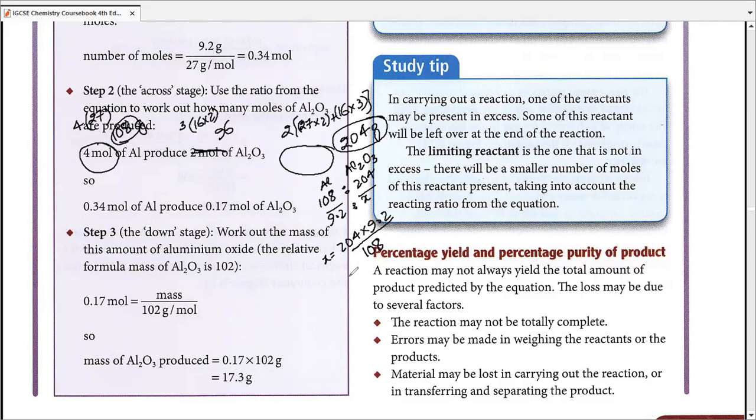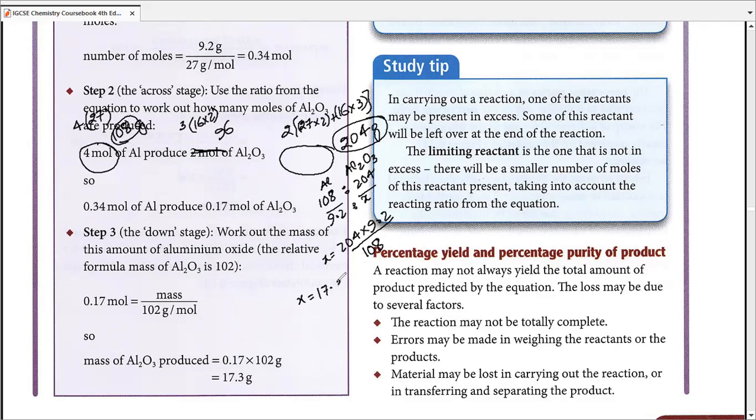Sir, I'm going to do it. Yeah, take your time. I can wait. Yes, sir, the answer is 17.37.